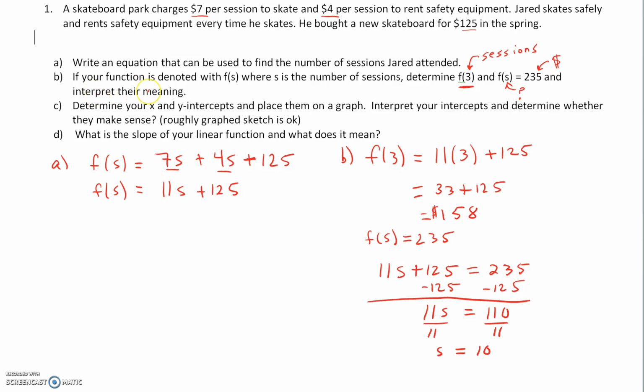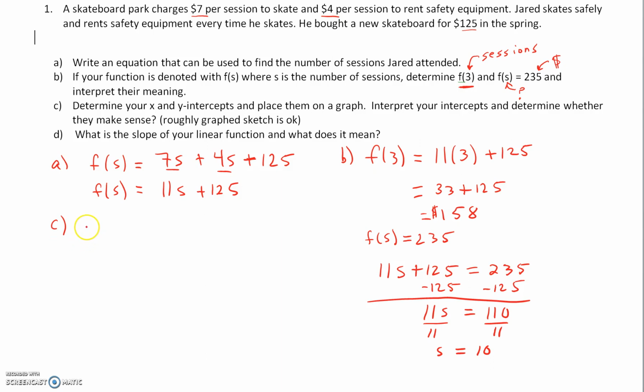Alright, so we've now finished B. We've interpreted our meaning of both f of 3 and f of s equals 235. That's function notation. So now for part C, we're going to determine our x and y intercepts and place them on a graph, and then we're going to interpret what they mean. And really, do they make sense?